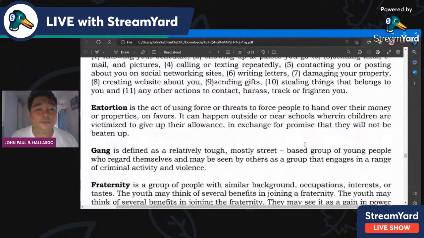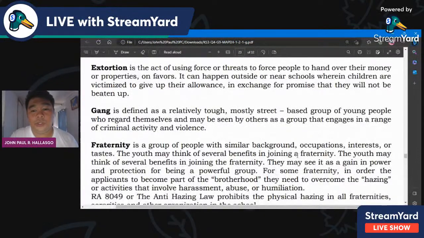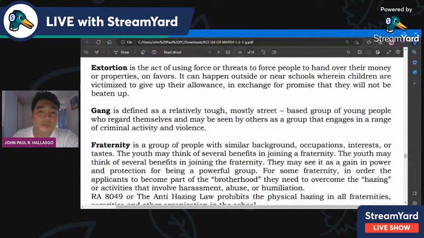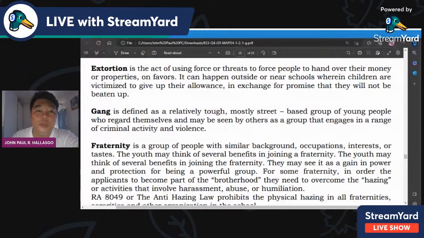Now, let's talk about extortion. By the way, please copy this on your notebook, okay? When we talk about extortion, this is the act of using force or threats to force people to hand over their money or properties or favors. It can happen outside or near the school wherein children are victimized to give up their allowance in exchange for a promise that they will not be beaten up. So it happens also in bullying, no?